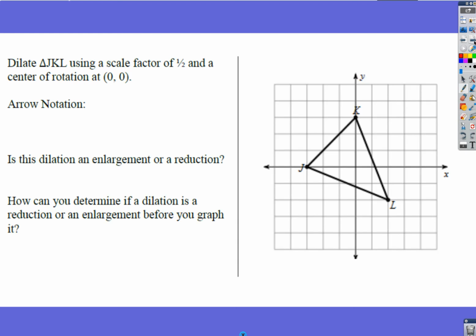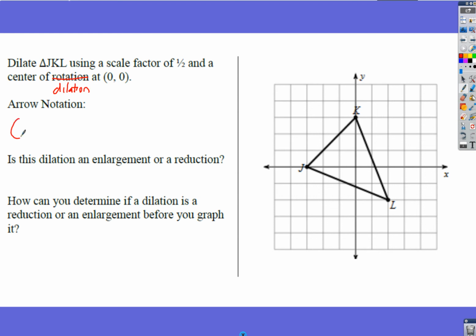Okay, let's dilate JKL using a scale factor of 1/2 and a center. See, look at that. Whoever made the slide, I didn't make the slide either. That is a mistake there. What should that say instead? Dilation, the center of dilation. Because the center of dilation is at the origin, just like with rotation, what that means is no extra adding or subtracting involved. We're going to have to do extra adding and subtracting when that changes.